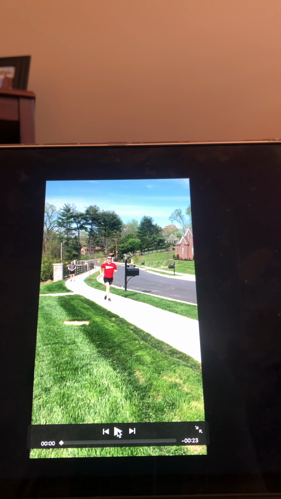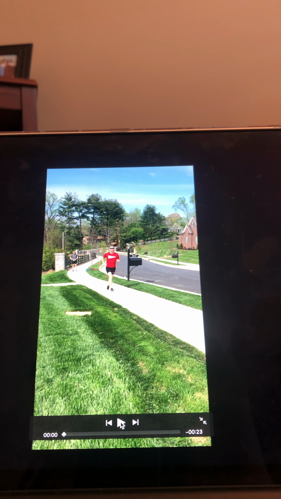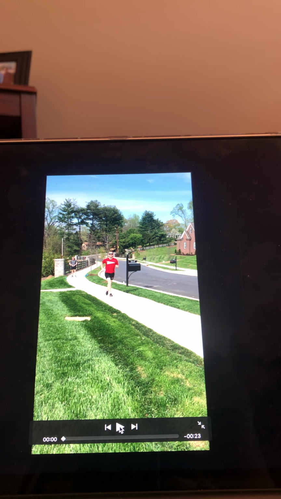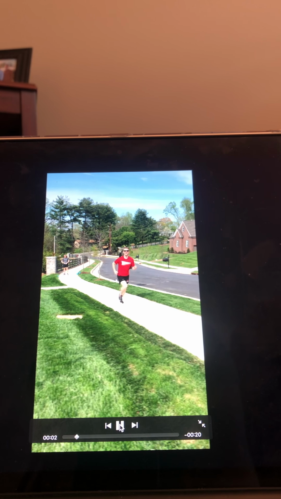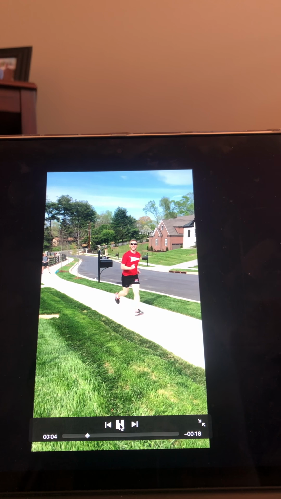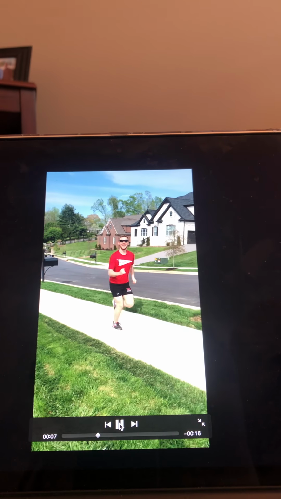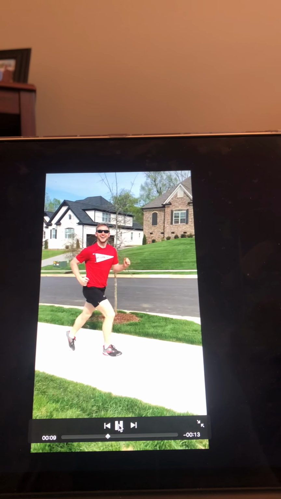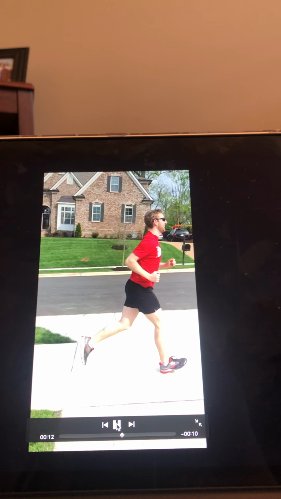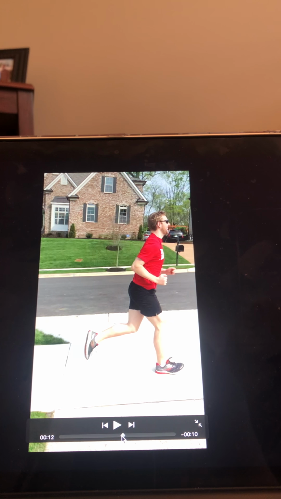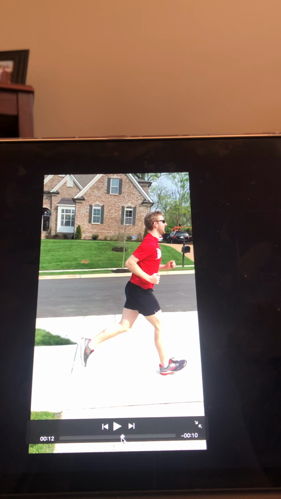So I will be discussing my gait analysis of running. First I'll just have you watch the video. It's in slow motion. So I'm going to have us stop at initial contact here.